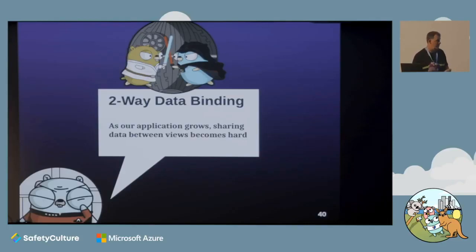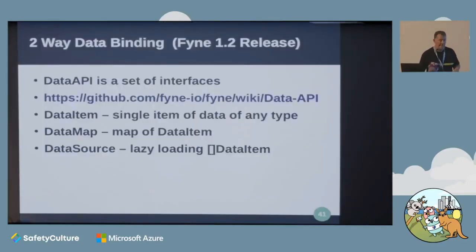Two-way data binding in Fyne, how do we do it? There's a data API that's being developed at the moment that we're hoping to release by Christmas. It's basically a set of interfaces defined inside Fyne, where if your data can implement these interfaces, then you get automatic two-way data binding. And I'm using that in a game I'm writing where RPCs are coming in with protobuf information, and I don't want to manipulate them, I just want the data to come in and automatically update all the maps and all the explosions and everything else happening in the game.